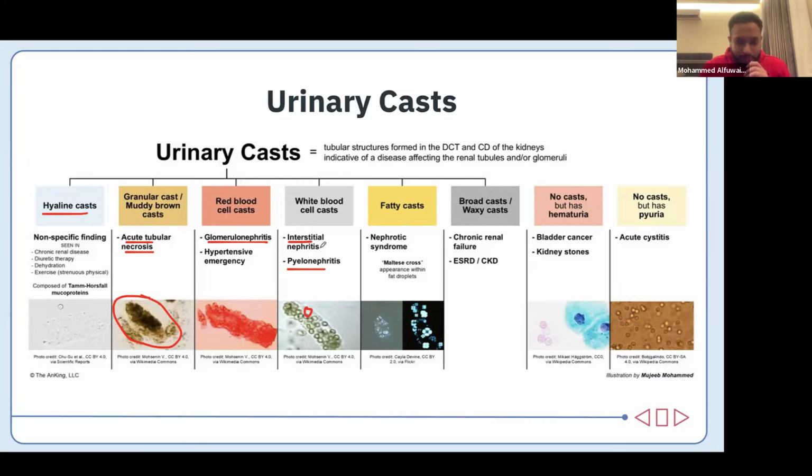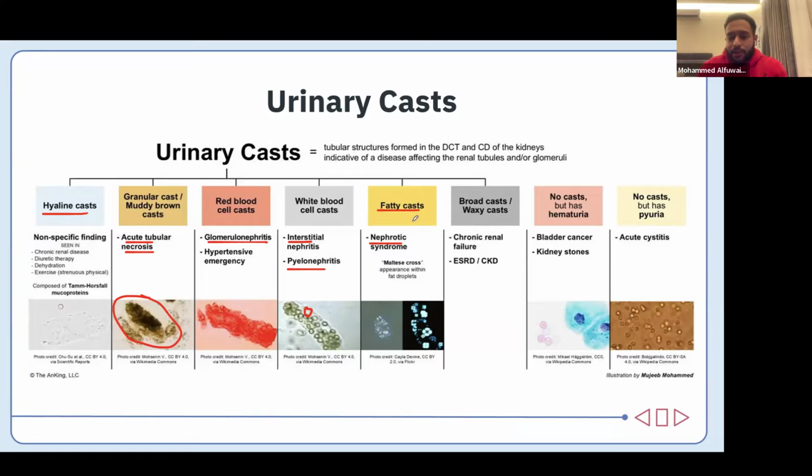Okay, good. Now, as I said, if you have a defect in the filtration barrier that's allowing macromolecules to be filtered into the urine, so you'll have proteins in the urine, you'll have lipids in the urine. If lipids build up in the tubules, it will appear as fatty casts. And this is in nephrotic syndrome.